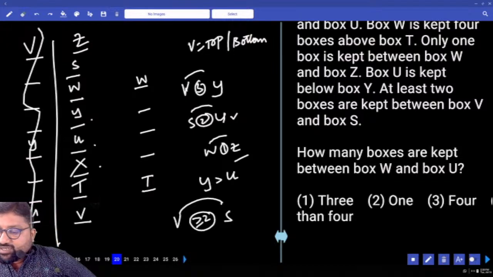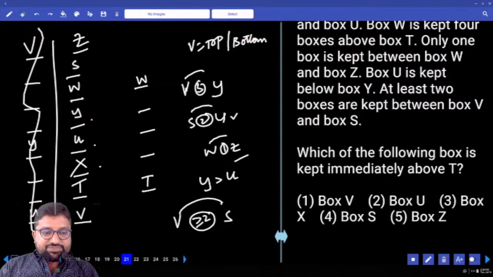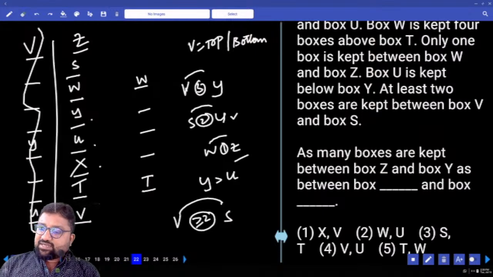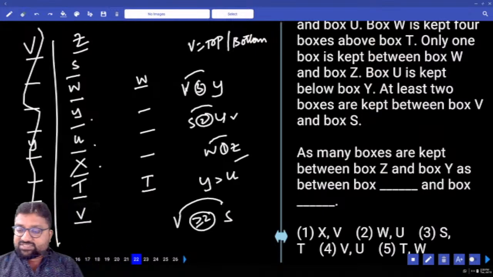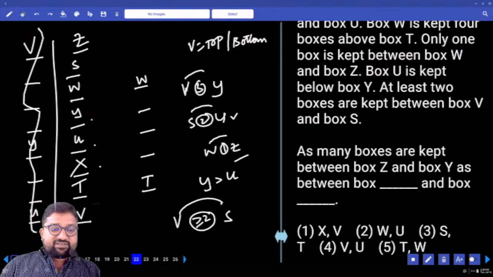Read. How many boxes are kept between W and box U? 1. Next is, which of the following box is kept immediately above T? Immediately above T is X. As many boxes are kept between Z and Y as between. How many between Z and Y?